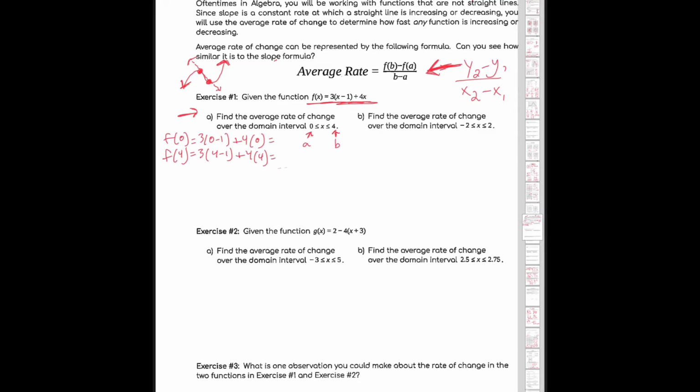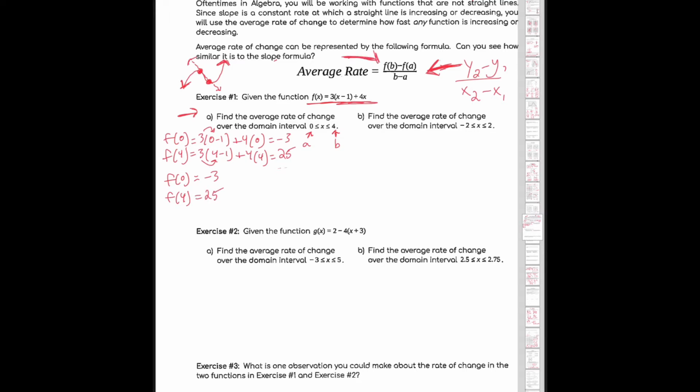Now if we get those values here, we would get 3 times negative 1, which is negative 3, plus 4 times 0, so that would be negative 3. This one we have 3 times 4 minus 1, which is 3 times 3. That's 9, plus 4 times 4, which is 16, gives us 25. So that means we have our values f of 0 equals negative 3, and f of 4 equals 25.